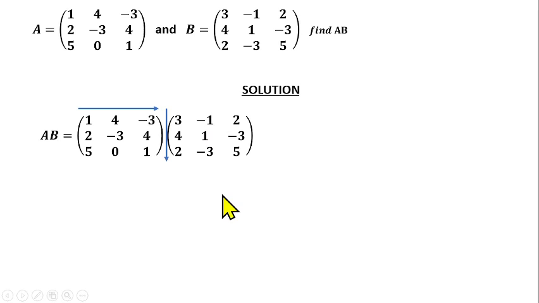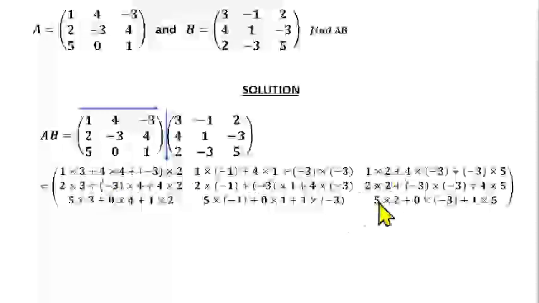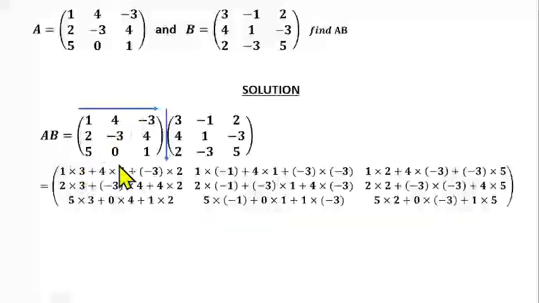Now let's see that in action. So if you multiply that out, it's going to give us something like this. Very simple, but it could be difficult if care is not taken. Now let's go. The first row, multiply this first column.